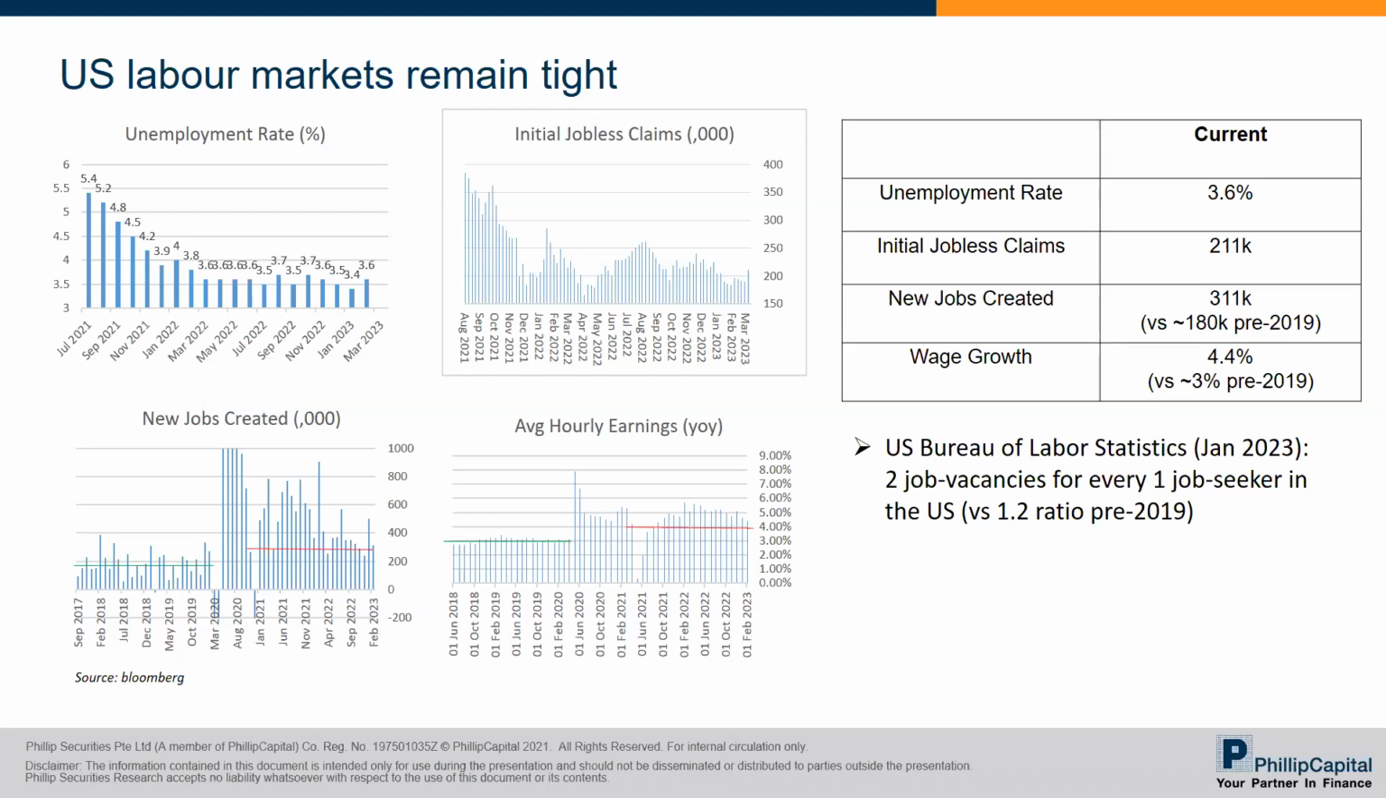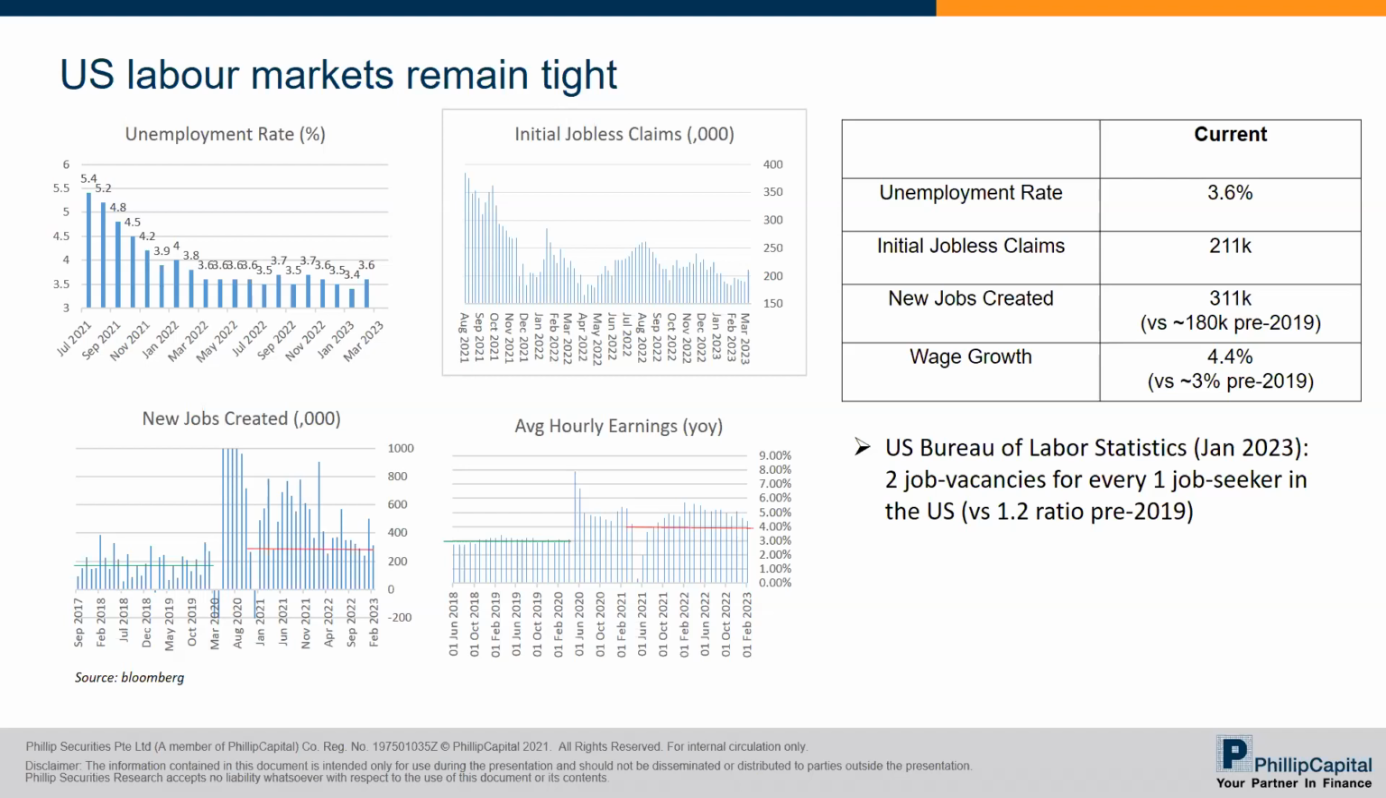And then of course the fourth measure is the average hourly earnings. This one will also feed into inflation. So this is one parameter that the US Federal Reserve and government are also monitoring. The latest rate is that the wage growth for February is at 4.4%, versus in normal times it should be around 3% only. So if we look at this wage growth rate, it is still feeding a bit into the inflationary pressure in the US.